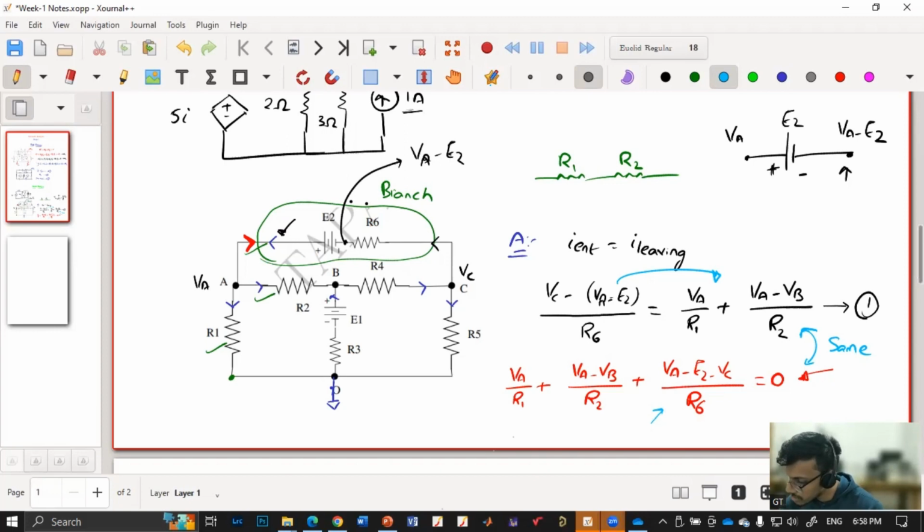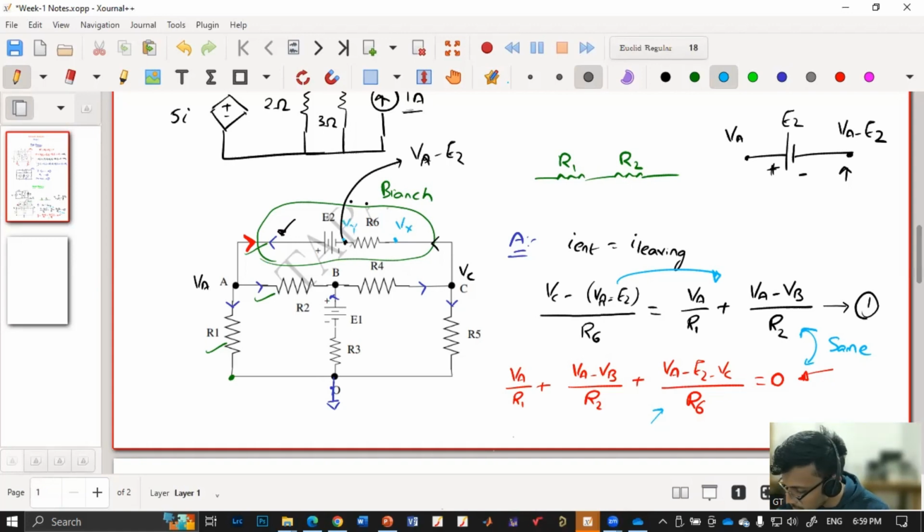Sir, why are you considering VA has higher potential in equation? Perhaps can we assume E has a higher potential or not? Yes, no, I am not assuming that VA is a higher potential than E2. I am assuming the current in the R6 is flowing from right side to left side. So I am assuming that R6, say this terminal Vx and this terminal Vy. So I have assumed that Vx is greater than Vy.